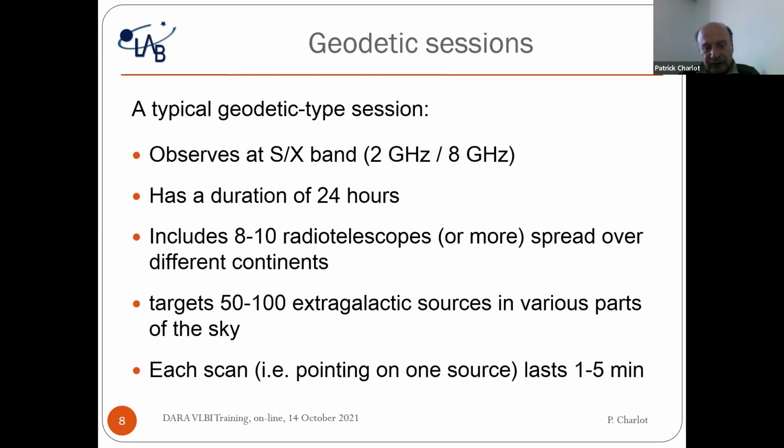And so you have these 50 to 100 extragalactic sources, which you will observe several times during your 24 hours. And each observation usually lasts of the order of one to a few minutes. And this is how you do this. So you go on one source, you stay 1 or 2 or 3 minutes, and then you move to another source, and so on for all the directions of your experiment.